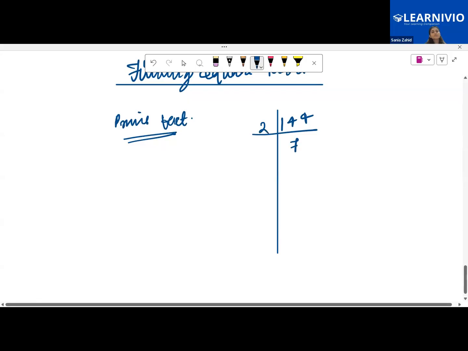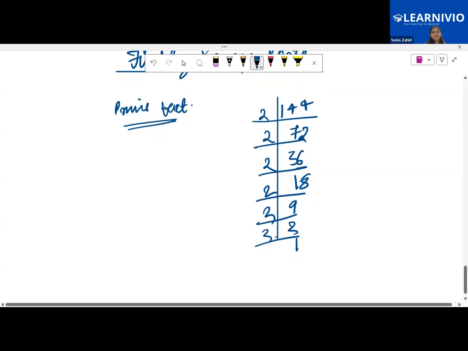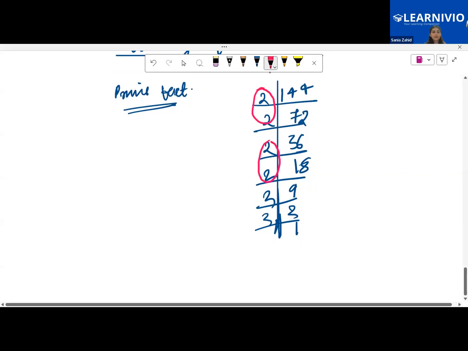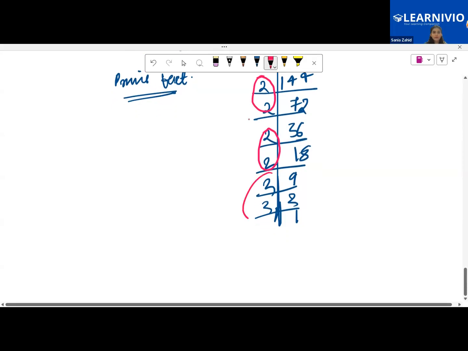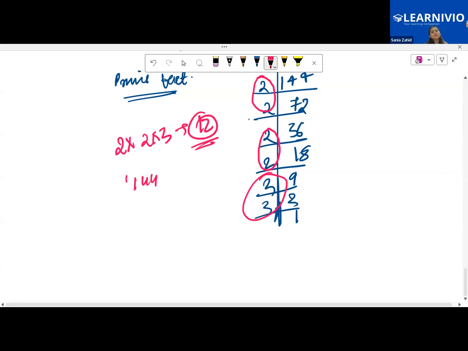So you'll have, right now, just make pairs of these numbers. First you have one pair, then you have another pair, then you have one more pair. So you basically have 2 into 2 into 3. So what's your answer? It comes out to be 12. That means the square root of 144 is equal to 12. Fine? Yes.